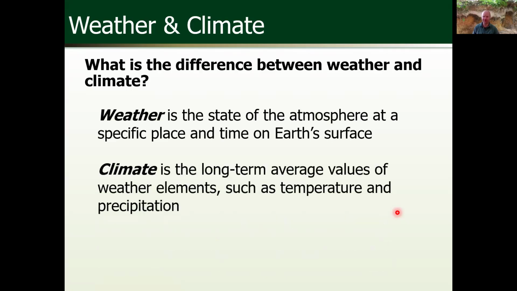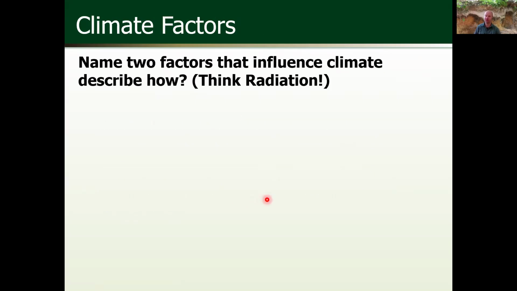Well, weather is the state of the atmosphere at a specific place on Earth's surface. So that's what's happening in the atmosphere now or in the near term past or future. We can predict the weather, being a meteorologist, at least attempt to, versus climate, which is the long-term average values of weather, such as temperature and precipitation over time, what we expect.